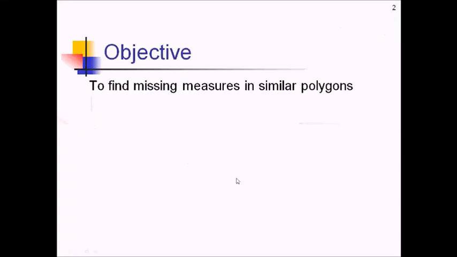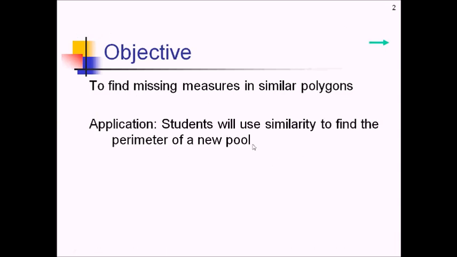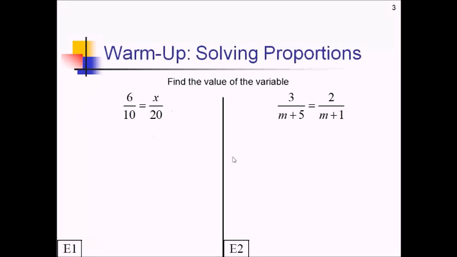In this one, we're going to find missing measures in similar polygons, and we can use this to figure out the perimeter of a new pool. Before we get too far into this lesson, let's do this warm-up here. We're going to try to solve each of these equations.